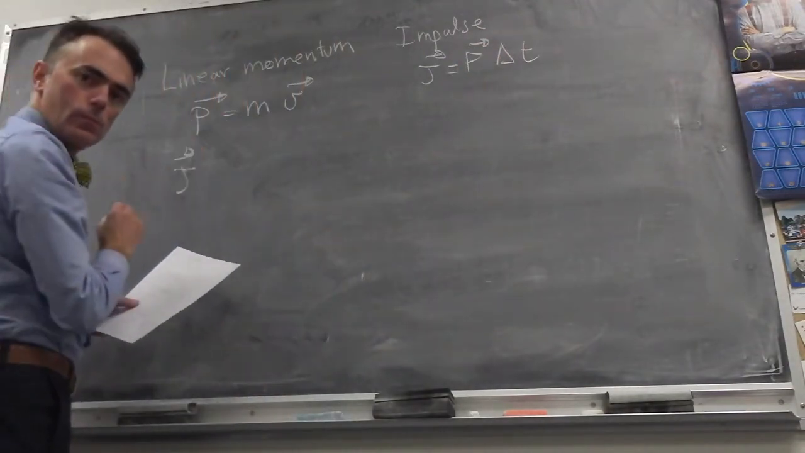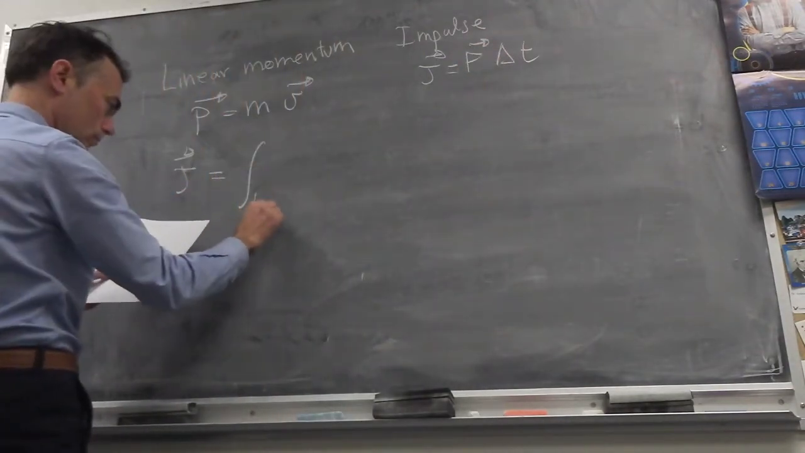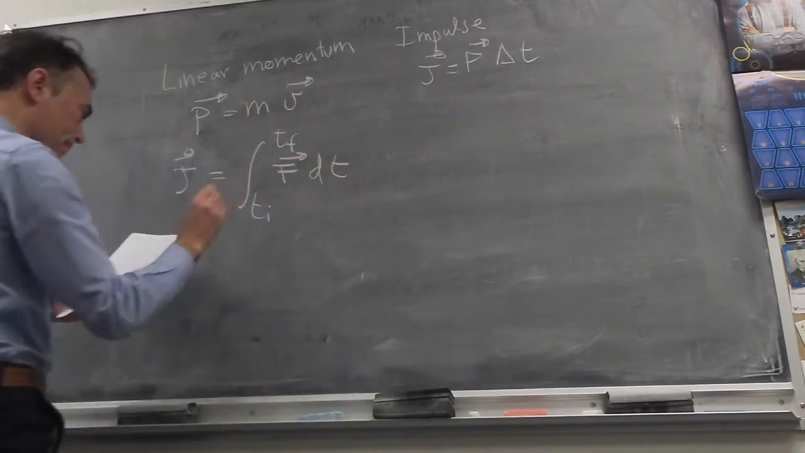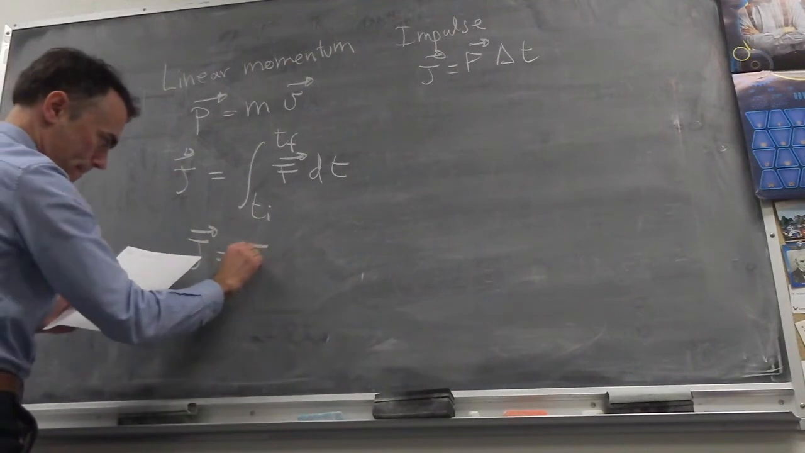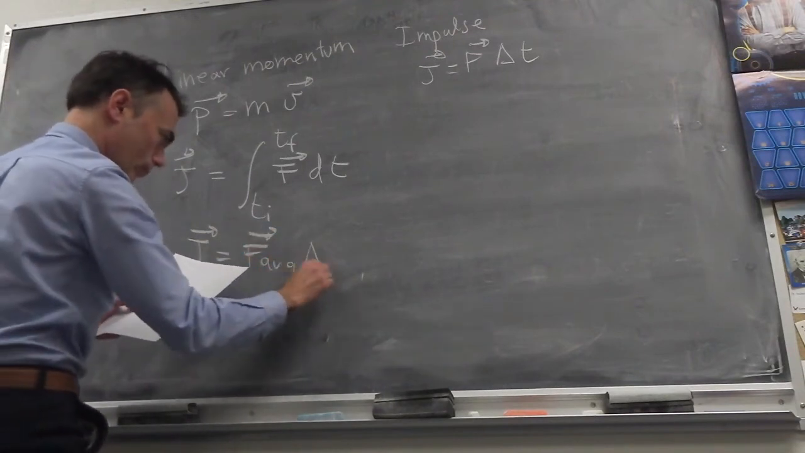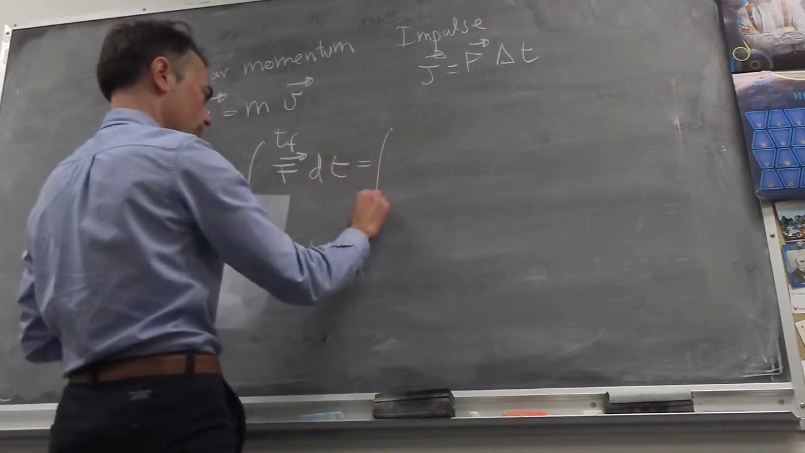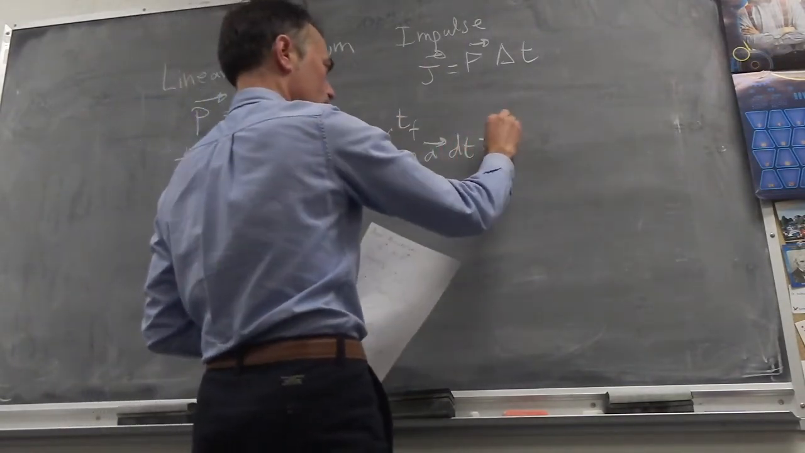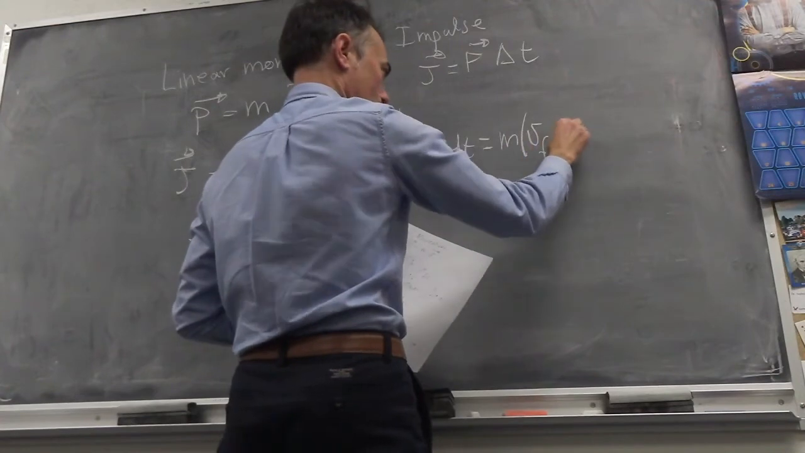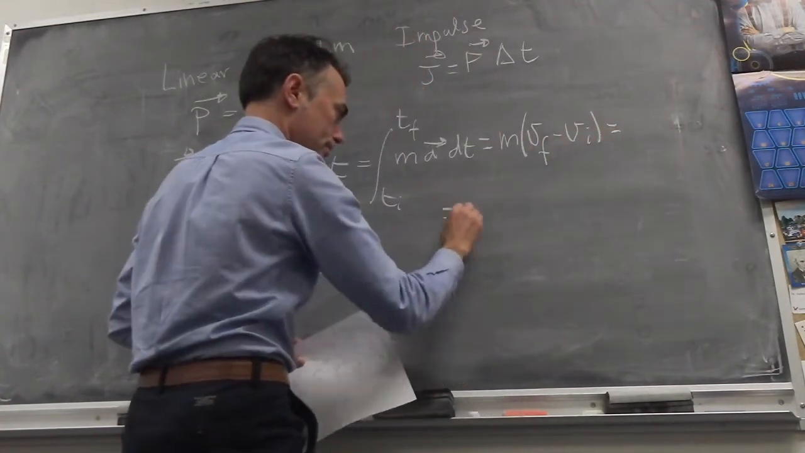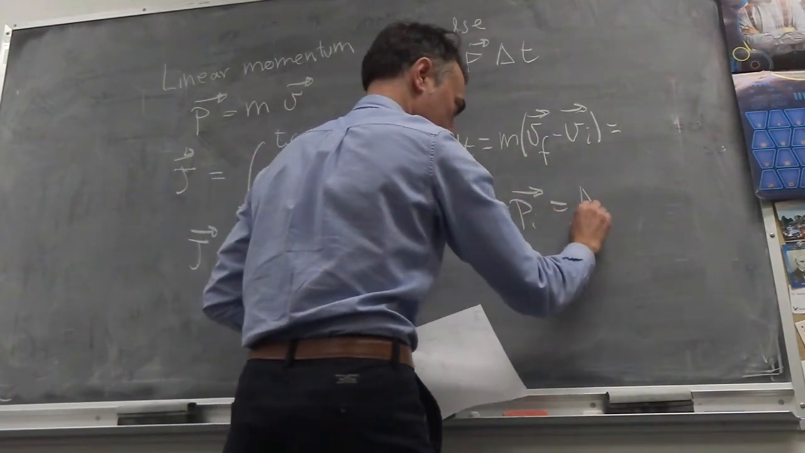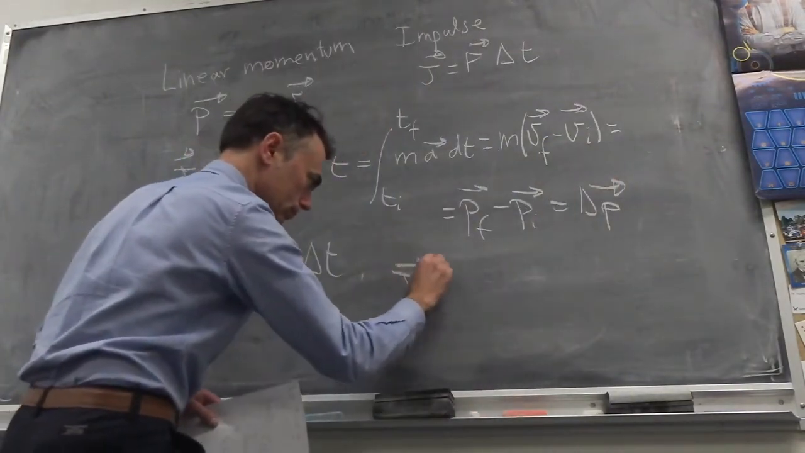If the force is not constant, we will have to integrate: J is equal to the integral from initial time to final time of the force times dt. We can also use the average force to calculate the impulse. If we write the force as mass times acceleration, then the impulse is the integral of the mass times acceleration dt, which is m(v final minus v initial), which is the final momentum minus the initial momentum, which is the change in the momentum.